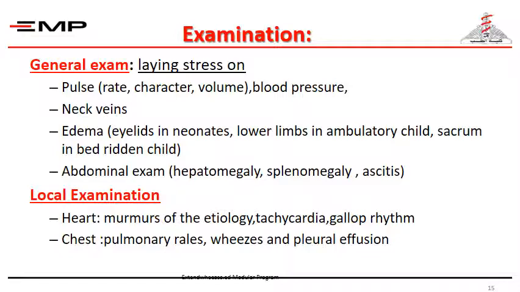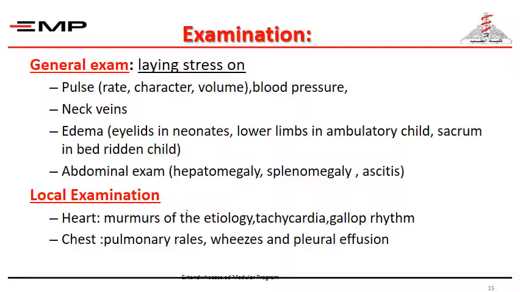Look for the liver, the enlarged tender liver of heart failure. Splenomegaly might be present in infective endocarditis, and look for ascites. Cardiac examination to look for murmurs, for the etiology, tachycardia, and gallop rhythm. The chest examination for crepitations, wheezes, and pleural effusion. Examination of the heart for murmurs helps us reach the diagnosis. If I hear a murmur, I know this is a cardiac cause. And a gallop rhythm makes me more sure that my patient is in heart failure.